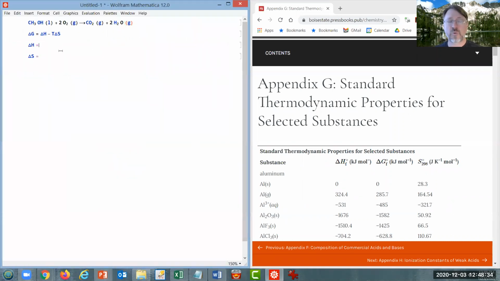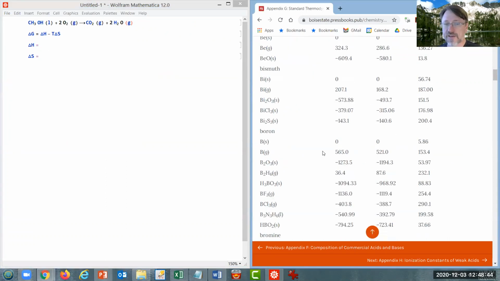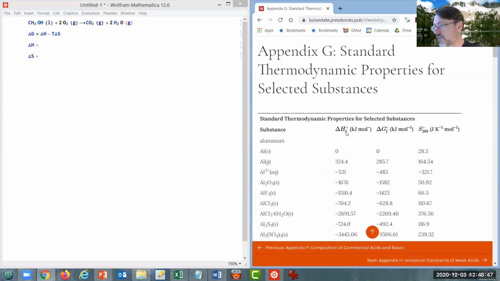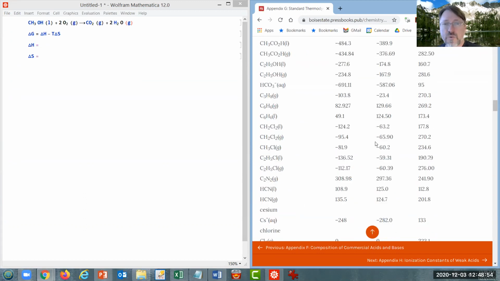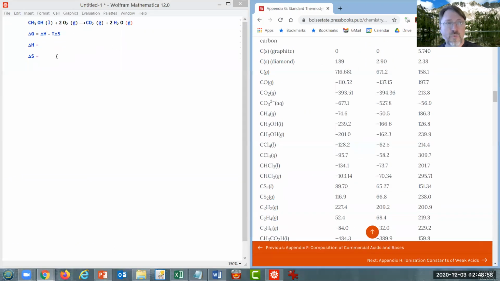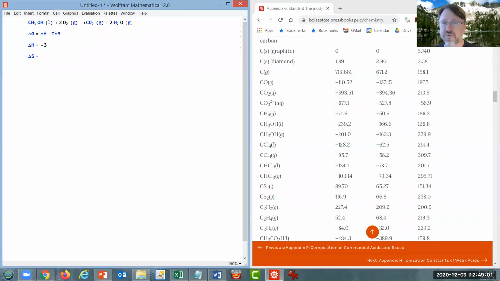Okay, with that in mind, we want to do delta H's of formation of the products minus the delta H's of formation of the reactants. So our first product is carbon dioxide, and let's notice that our first column is the heats of formation, and the last column is the entropies, the molar entropies. So let's go down and find carbon dioxide gas. So we have delta H is going to be minus 393.51 kilojoules per mole. The entropy for that same thing is 213.8 joules per mole Kelvin. Okay, so we've done this one.